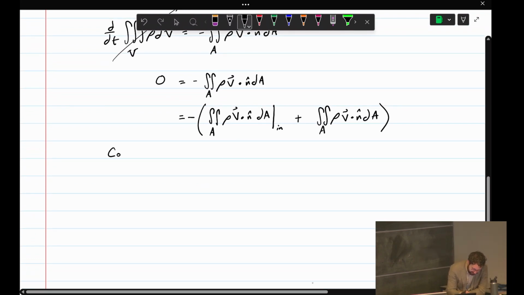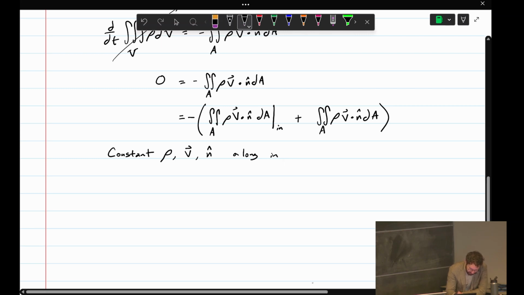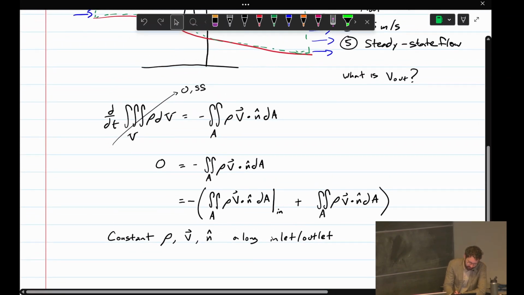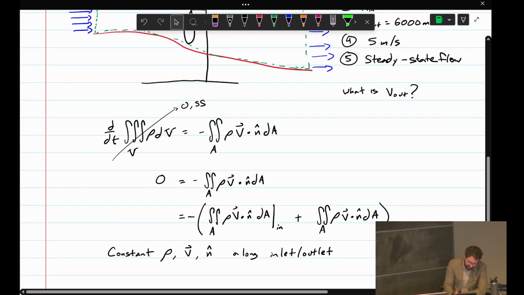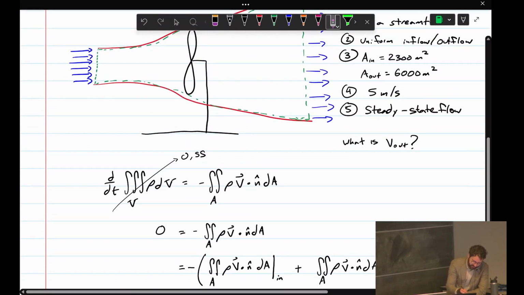And also we're going to assume that we have constant density, velocity, and constant unit normal vector along the inlet and outlet. So maybe the constant velocity was given in the problem. The constant density is something we can assume. The constant unit normal vector is that we have a planar surface.